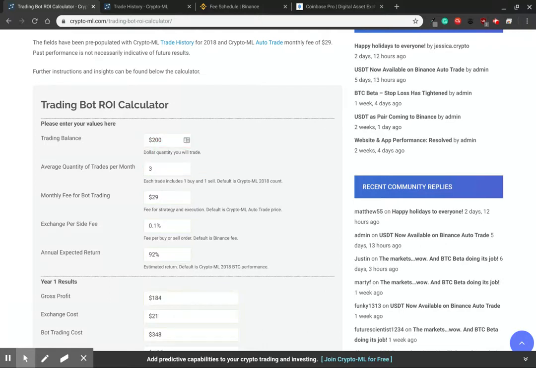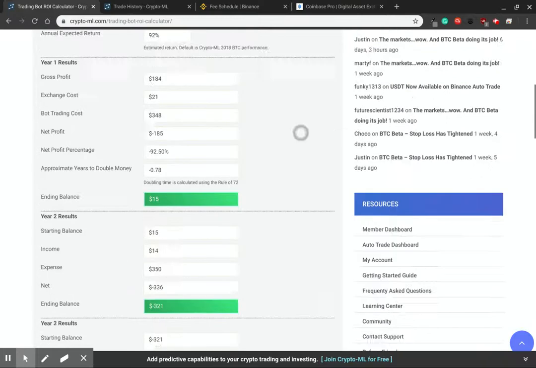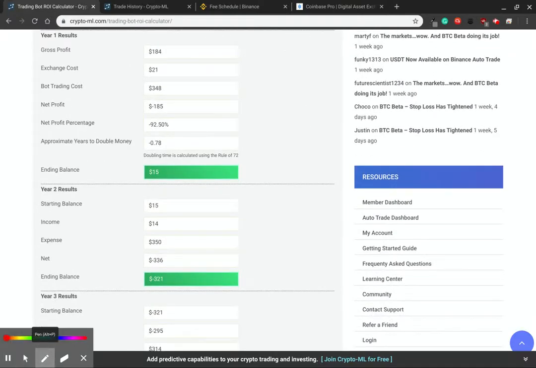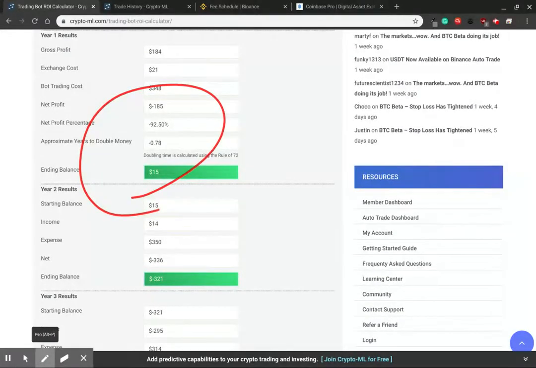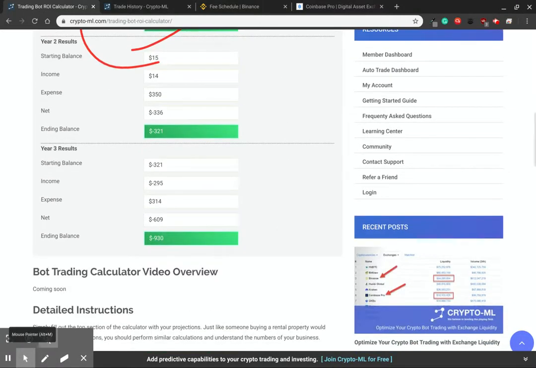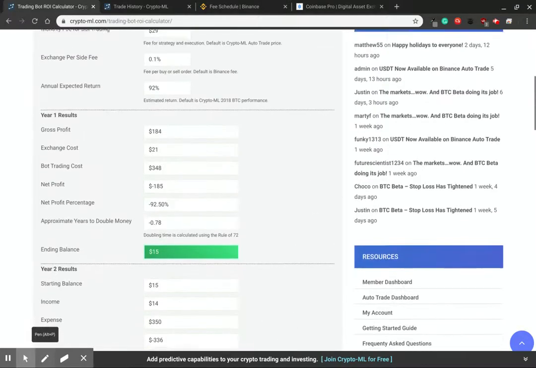But let's try a different value here. So let's say 200. Let's say you're just starting out. You're really not sure about how to do all this, and you're not willing to risk very much. So you choose 200. Here we see a very different result. So now you have actually lost money in year one, and you've turned your $200 into $15, which is not the direction we want to go. Come down further, by the end of year three, you've lost almost $1,000. So this is not going to be an effective amount to use. All right, let me scroll back up.